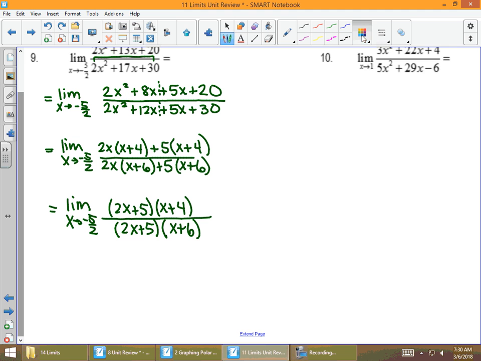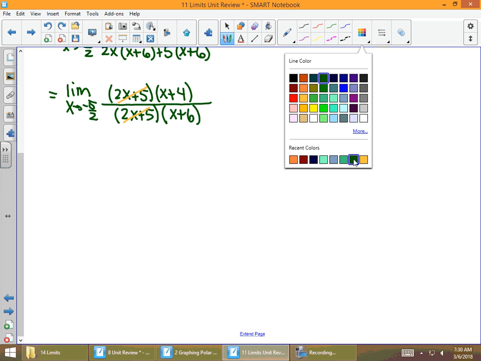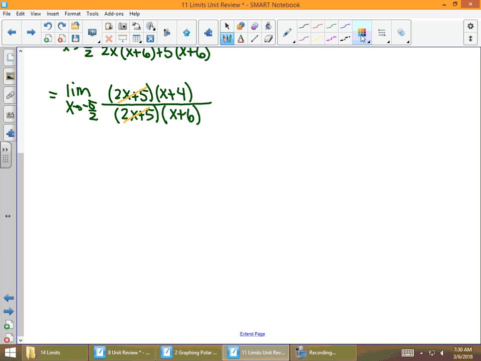And that's perfect. I can cancel my terms on top and bottom. That's the hole in our function that's creating the difficulty for us. That's the issue with taking the limit. And now that we have that hole canceled, we can evaluate the limit using the rest of the function. So I have x plus 4 over x plus 6. I can drop the limit notation since I'm at the point of evaluating the limit.